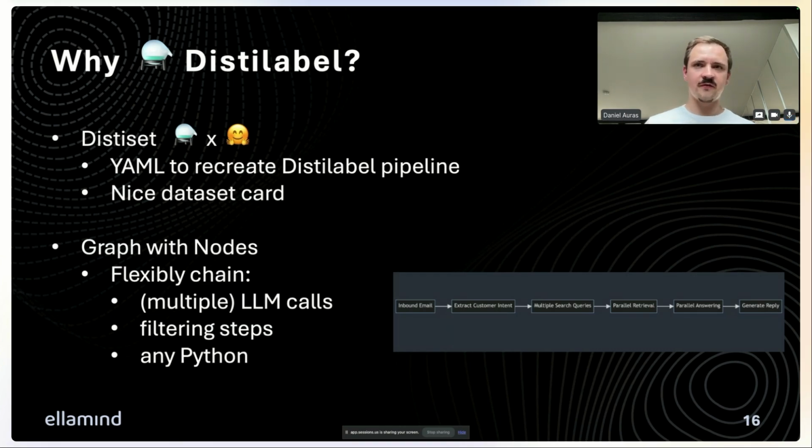Distillable offers a very nice abstraction. It has these graphs with nodes in their pipelines. So we could very much represent the whole application flow inside a Distillable pipeline with these nodes as a graph. This allows you to flexibly chain LLM calls, filtering steps, and even steps with arbitrary Python code in them.